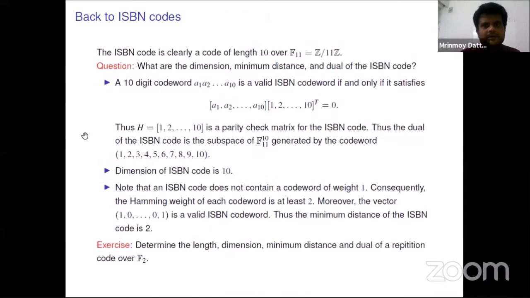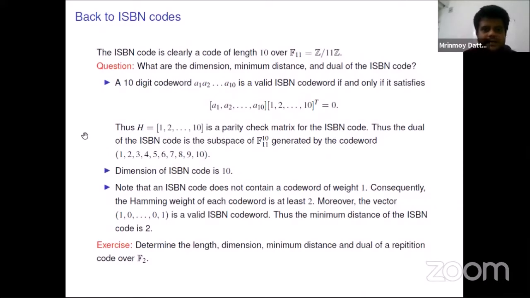So let us apply whatever we have learned up till now to the ISBN codes that I started with. So ISBN code is a code of length 10 over F11. So what are the dimension, minimum distance and dual of the ISBN code?